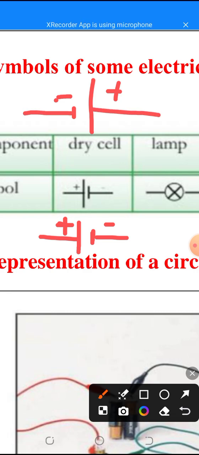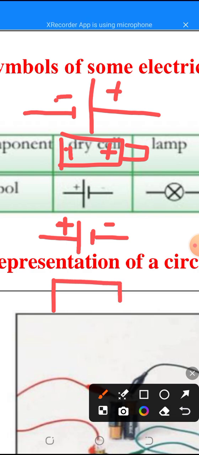Because the dry cell can be like this, plus, minus, and it also can be like this, plus and minus. So we draw it in this shape, plus and minus. It has two distinct poles. The positive pole is taller than the negative pole.